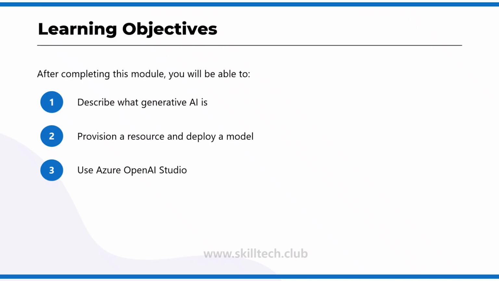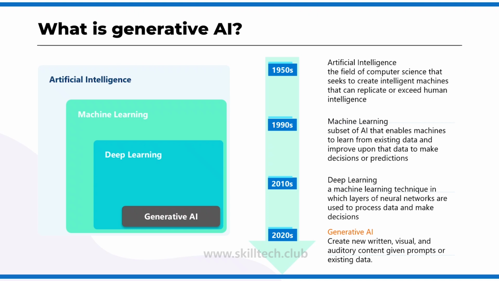In the first module, we are going to have these learning objectives. First, we are going to describe what generative AI is. Then we are going to provision a resource and deploy a model with that. And then after that, we are going to use Azure OpenAI Studio. So what is generative AI?